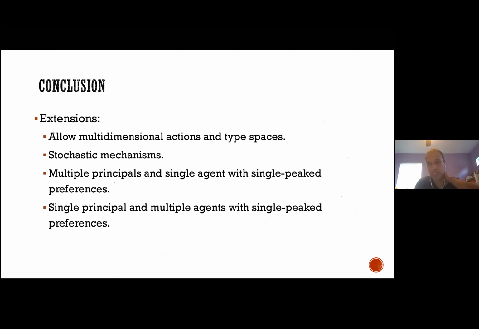Basically you can think about lots of extensions: multidimensional actions, multidimensional type spaces, allowing for stochastic mechanisms, situations where there are multiple principals and a single agent with single peak preferences, or a single principal and multiple agents with single peak preferences. Again, situations where the key is that the designer, or the principal, is not able to design arbitrary transfer payments. What is the implication of that in these scenarios? Those would be natural extensions to think about. And I don't know whether one can get clean results, as hopefully I have, but these are definitely things worth pursuing.